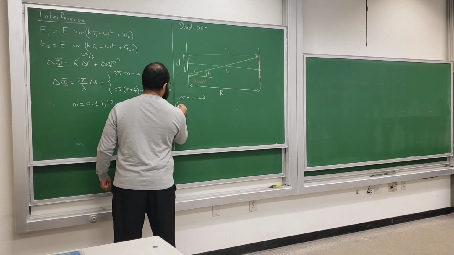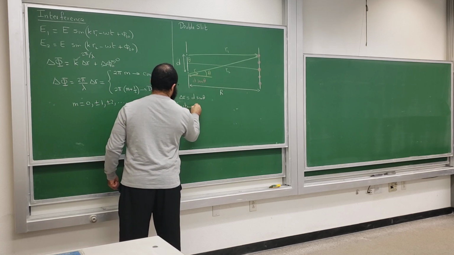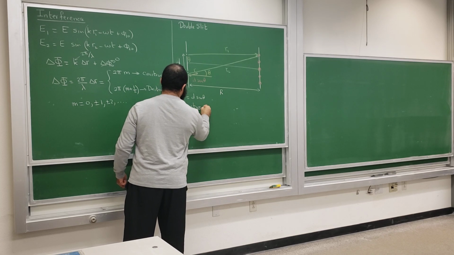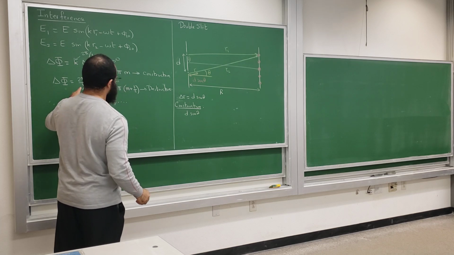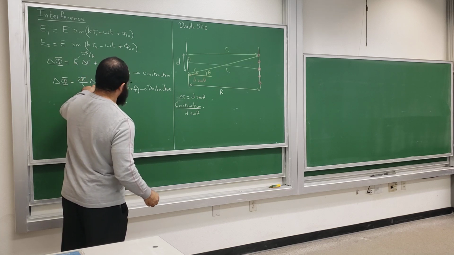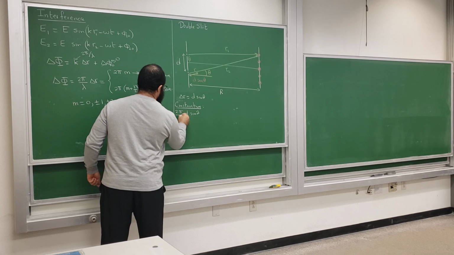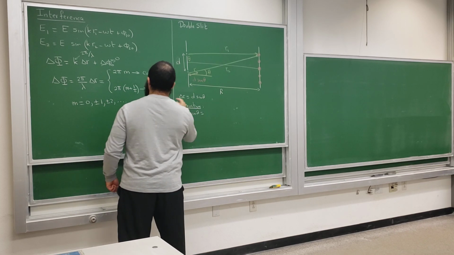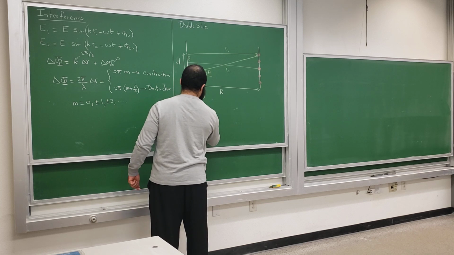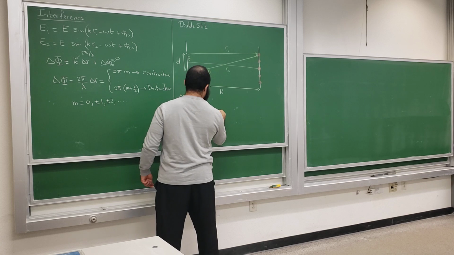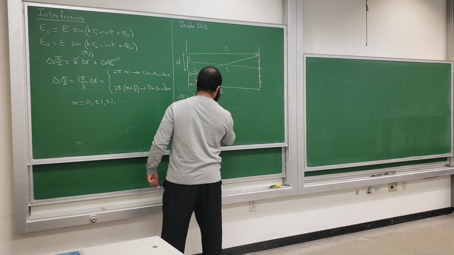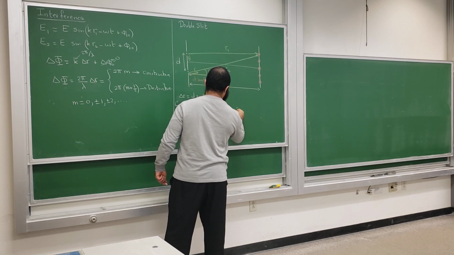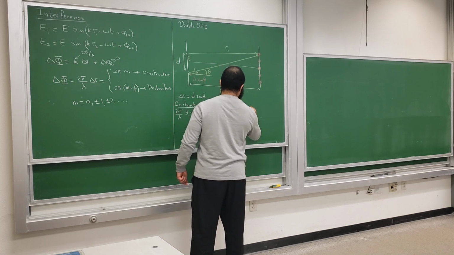So for constructive interference, we need 2 pi over lambda times delta r to equal 2 pi times m. You can cancel the 2 pi and you end up with d sine theta equal to m times lambda.